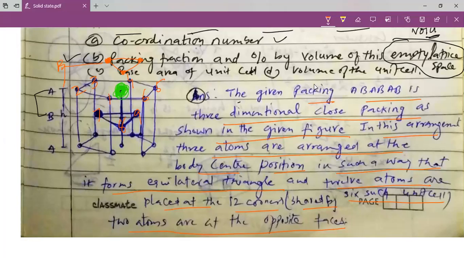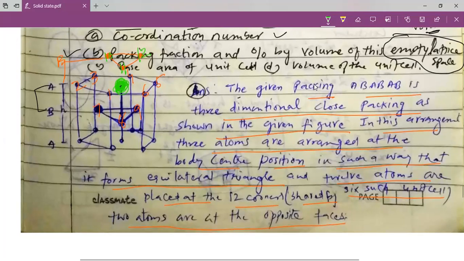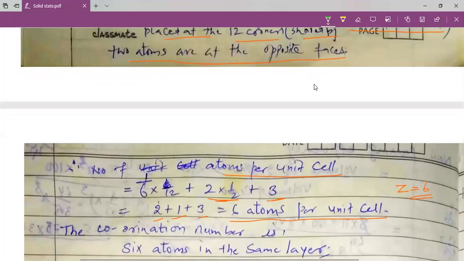So if this is the one, it is in contact with 1, 2, 3, 4, 5, 6, 7, 8, 9, and then these are also there to count: 10, 11, and 12. So if you think of any atom which is present over here, it is in contact with 12 other atoms: 6 in the same plane, 3 above and 3 under. Please remember, 6 in the same plane, 3 above and 3 under. And this is how, my dear students, we can calculate the coordination number.